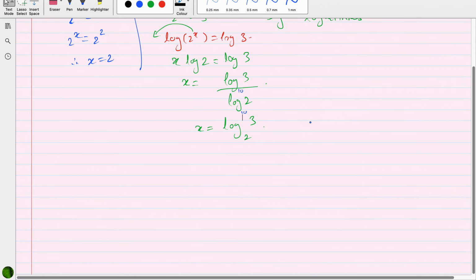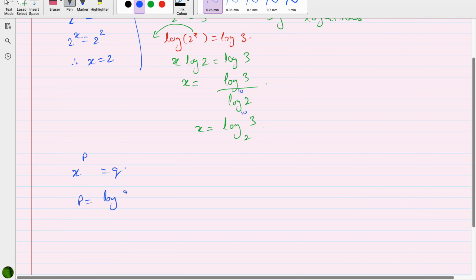And generally we can convert logarithmic to index and index to logarithmic form. Suppose we have x raised to power p is equal to q. So this would be p is equal to log of q to base x. And if we have a logarithmic form already, let's say y is equal to log of x to base g, the index form reverse of this would be g raised to the power y is equal to x.